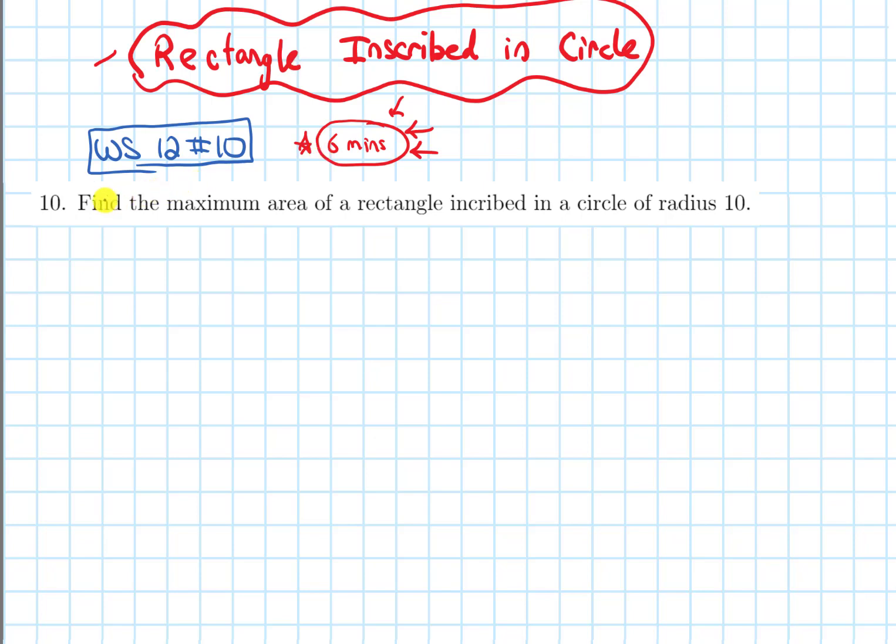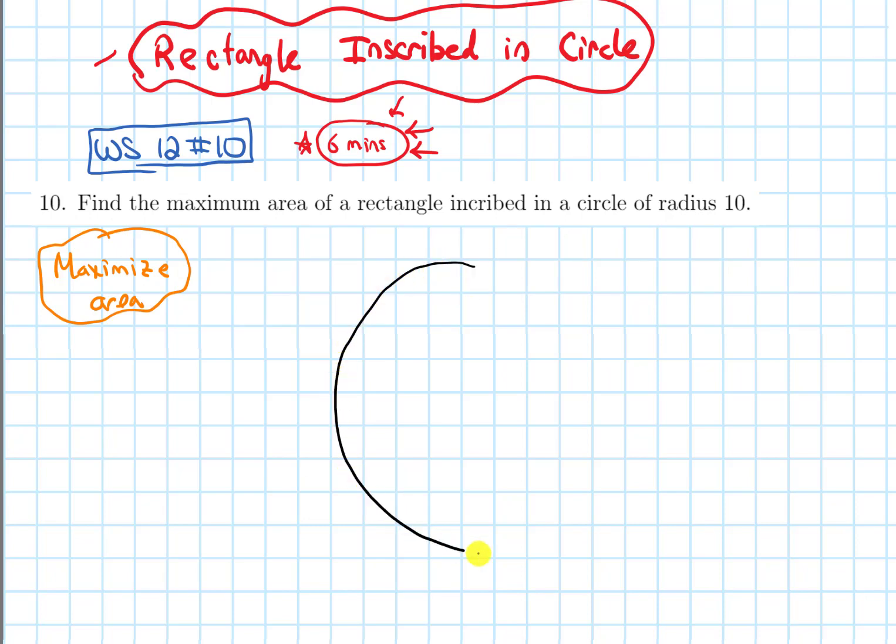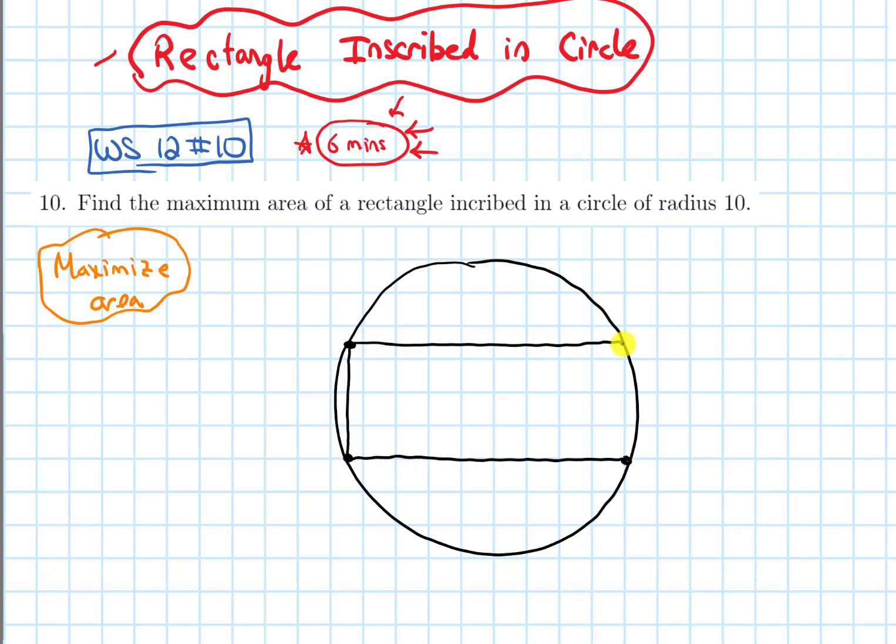So first, we want to identify the thing that we are trying to optimize, the thing that we want to maximize or minimize. In this question, that's the area, and we want to maximize the area. Okay, and now let's draw a picture. This problem says we have this circle. And then in the circle, we have this rectangle that's inscribed. Okay, so I'm going to draw this rectangle. Maybe something like this.